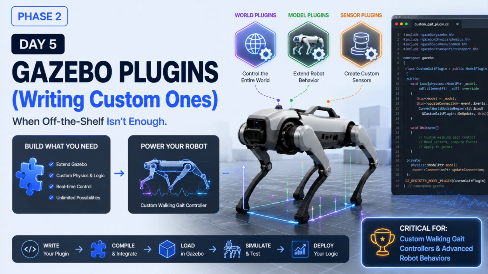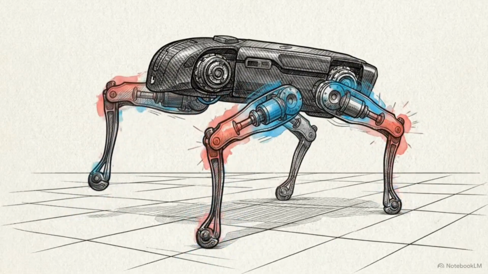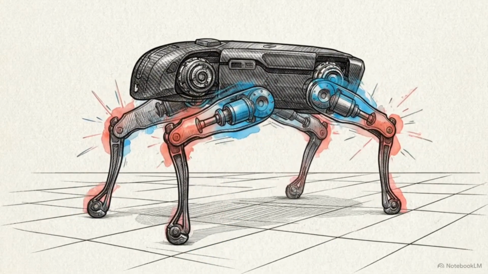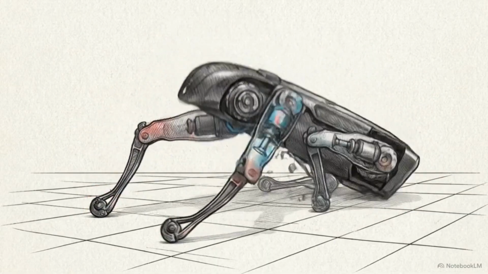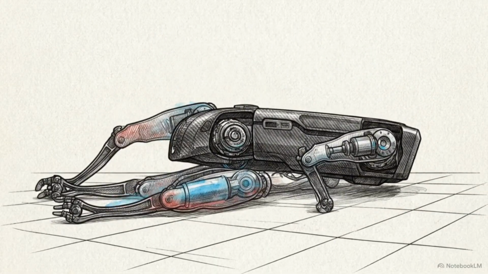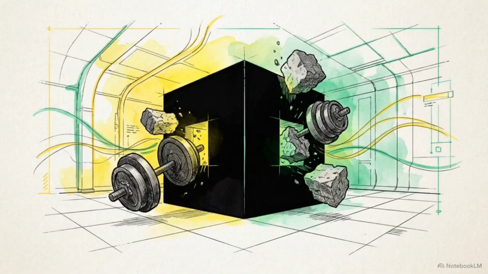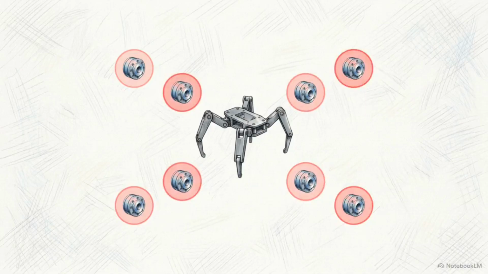Gazebo is a black box physics engine. It handles gravity and collision, but it contains no native logic for coordinating 8 independent joints into a functional gait. Most developers fall into the ROS2 control trap, sending joint commands from an external node at 50 Hz. Network overhead and communication jitter introduce significant latency between your controller and simulation state. This creates a puppet architecture where the robot reacts to delayed instructions.